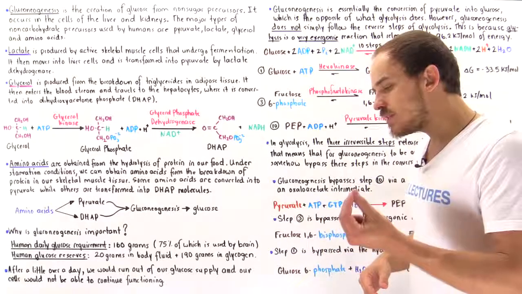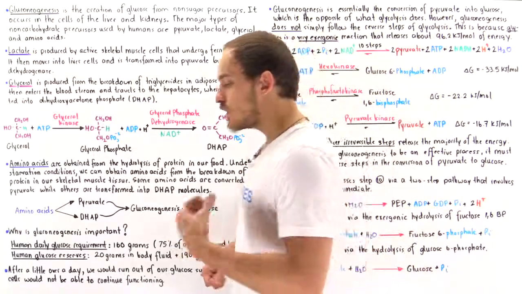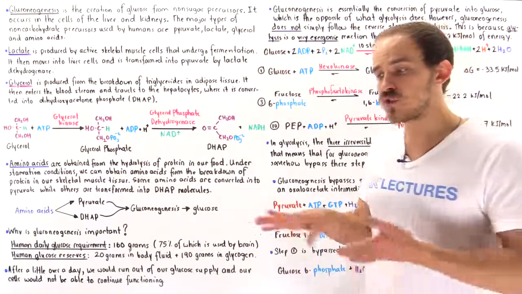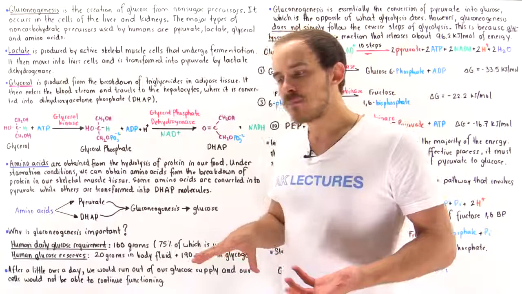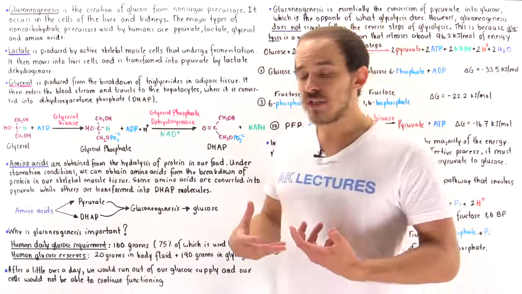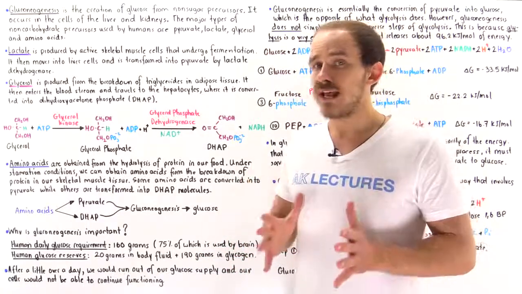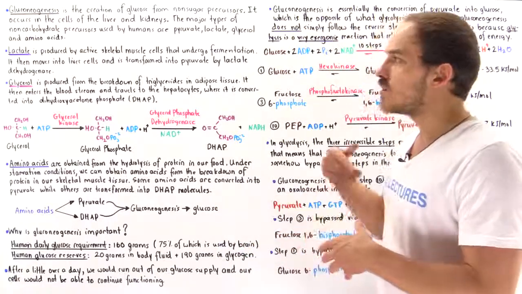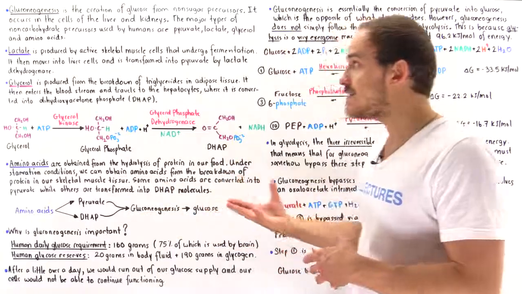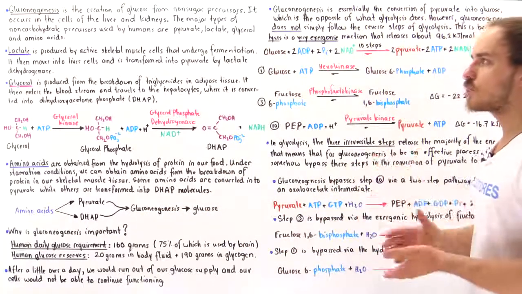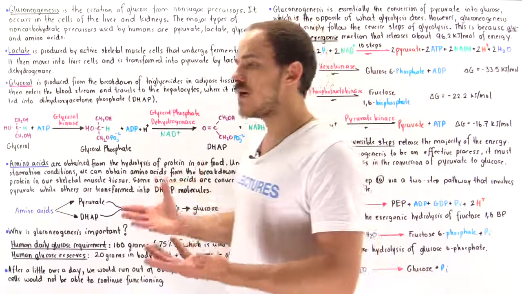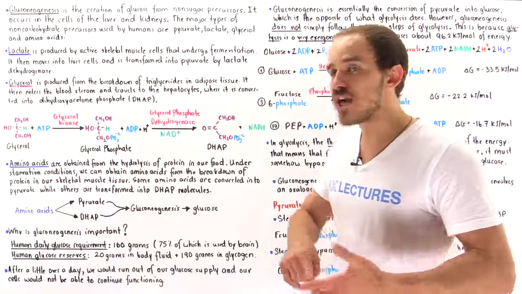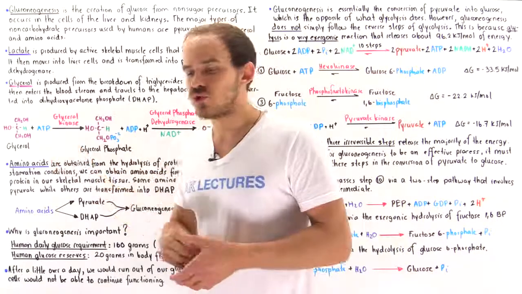Now, only specific types of cells in our body are actually able to undergo gluconeogenesis. So these include liver cells and, to a small extent, kidney cells, because it's the liver and the kidneys that are responsible for actually regulating and maintaining the proper glucose level in our blood. So liver cells, hepatocytes, and kidney cells are able to actually undergo the process of gluconeogenesis, and cells like cardiac muscle cells, skeletal muscle cells, and brain cells cannot actually undergo gluconeogenesis.